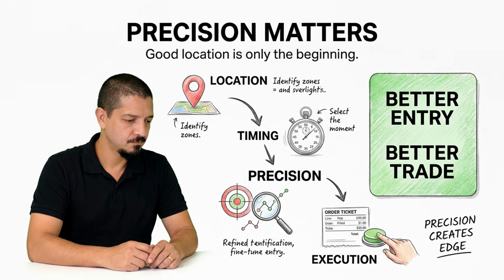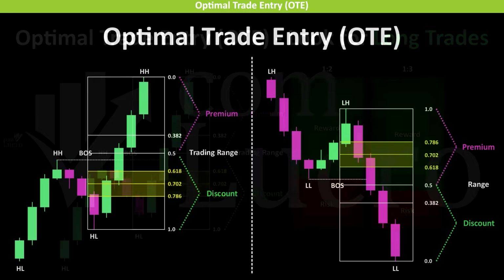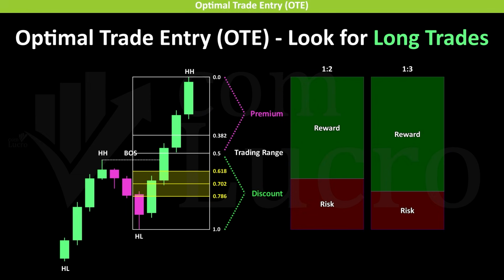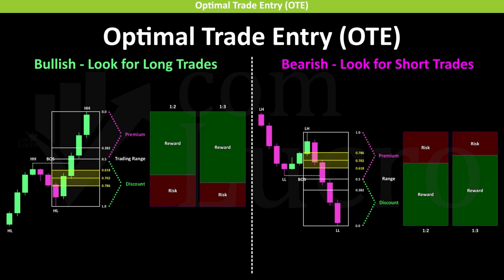Once we understand whether price is in premium or discount, the next step is refining execution within that zone. This is where precision becomes important. So traders, what is OTE in the ICT methodology, and how can it help identify higher probability trade entries? OTE stands for Optimal Trade Entry. It refers to a specific Fibonacci retracement zone that aligns with discount for long trade entries and with premium for short trade entries. The idea behind OTE is to refine entry timing by focusing on areas where price is considered optimally priced within a range.